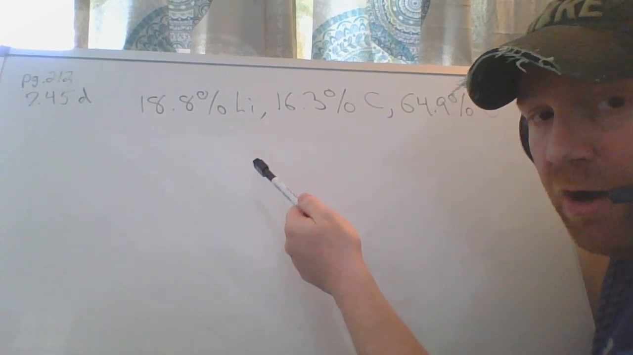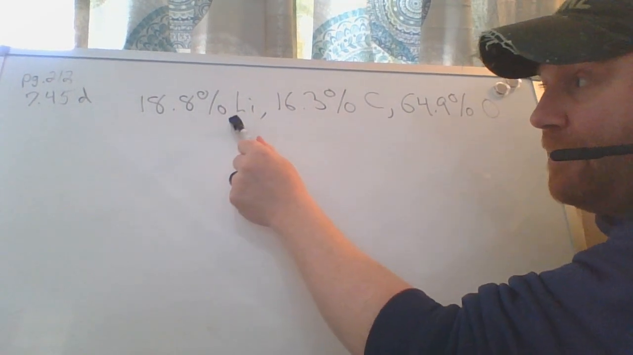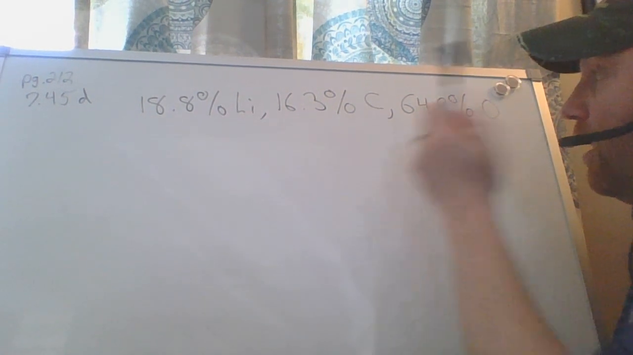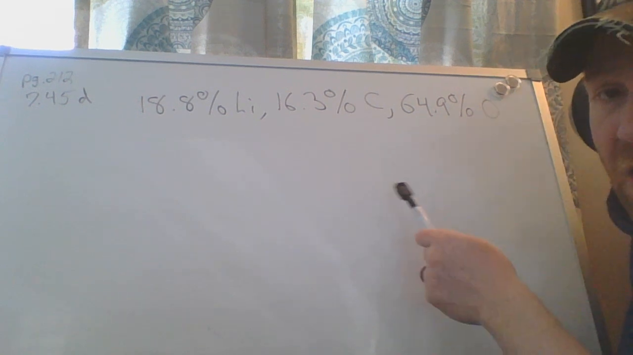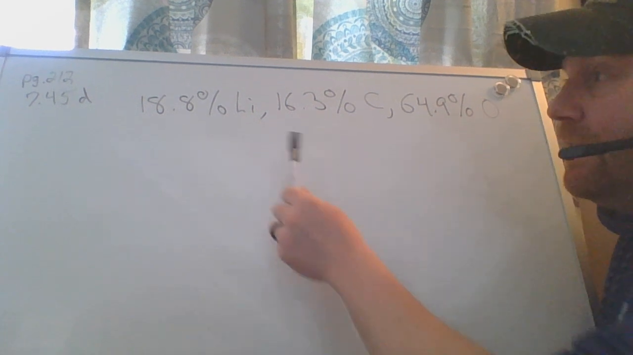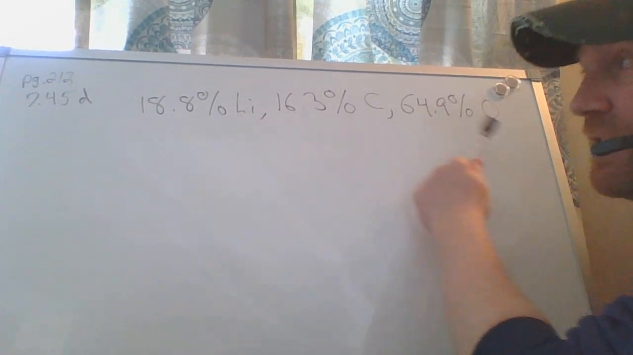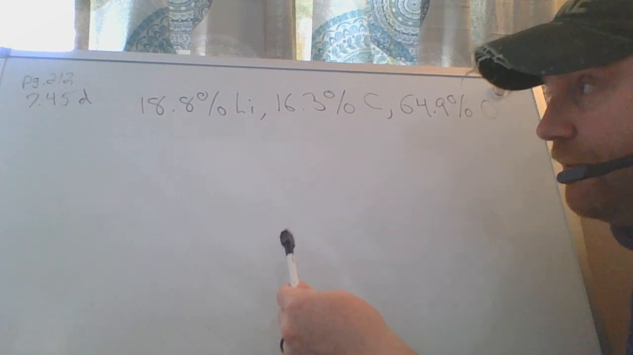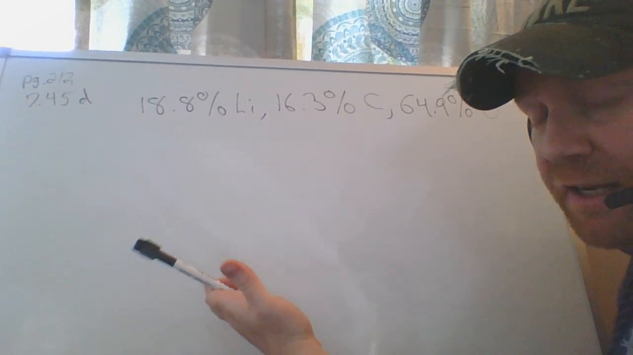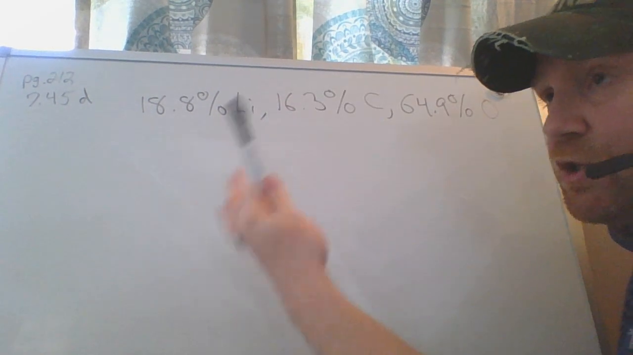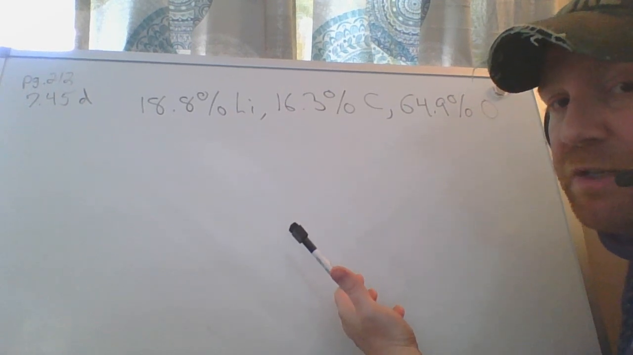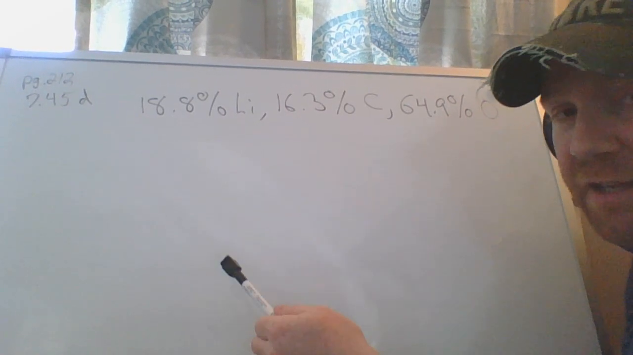This particular compound has 18.8% by mass lithium, 16.3% carbon, and 64.9% oxygen. I chose one that had 3 elements this time. Well, don't freak out over the fact that these are percentages and not grams like the last part of the video. If you add all of these up, the problems that you're going to get from me and hopefully from future teachers or professors, these percentages will add up to 100%. So there's no crazy math that you have to do.